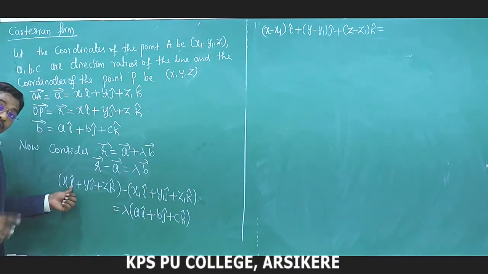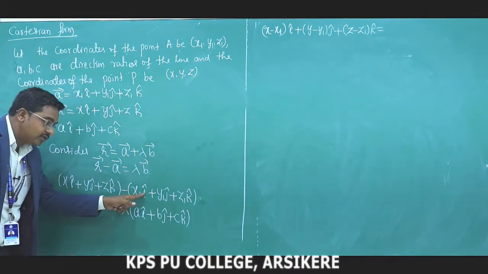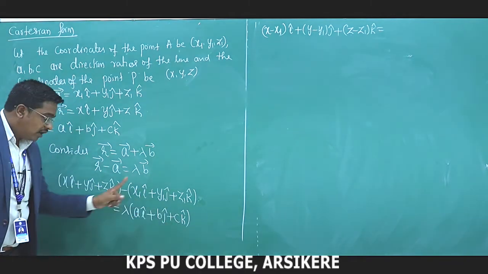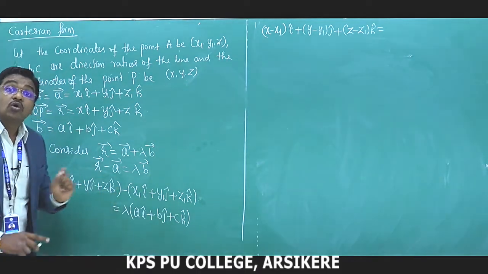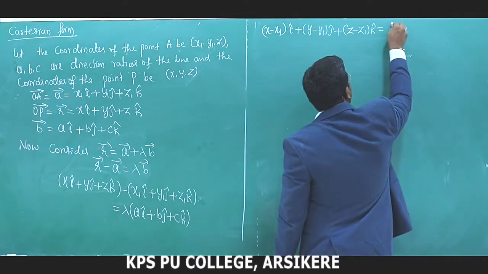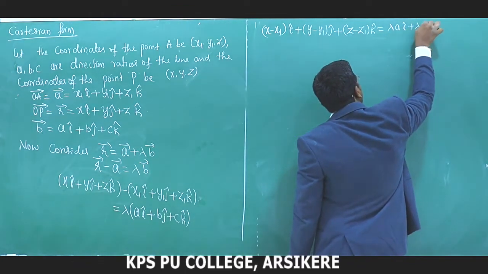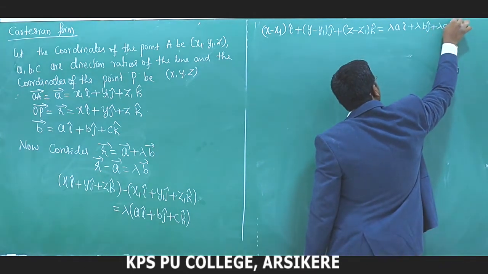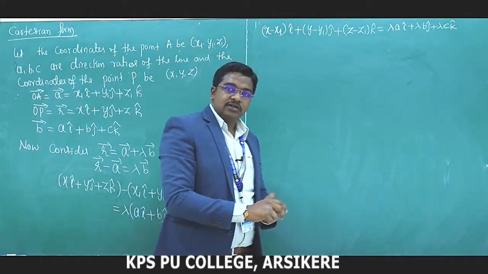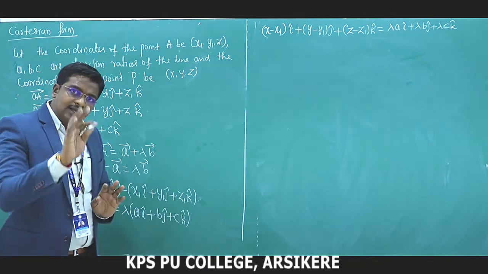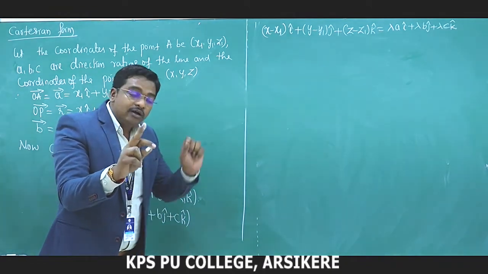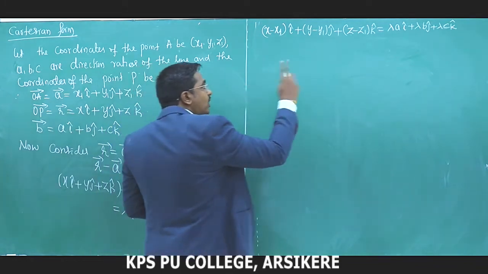I component here and I component here: x and x1. So x minus x1 into i cap plus y minus y1 into j cap plus z minus z1 into k cap is equal to, multiplying with lambda, lambda into A into i cap plus lambda into B into j cap plus lambda into C into k cap. While finding the difference or addition of two vectors, always go component to component. This is what we opened. And remember, when two vectors are equal, corresponding scalar components are equal: i to i, j to j and k to k.